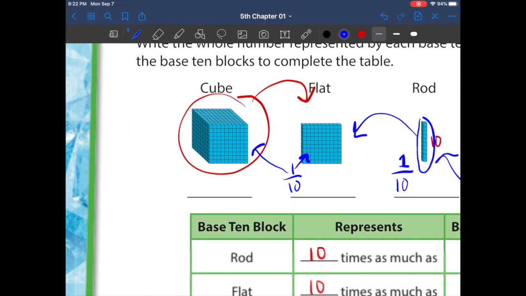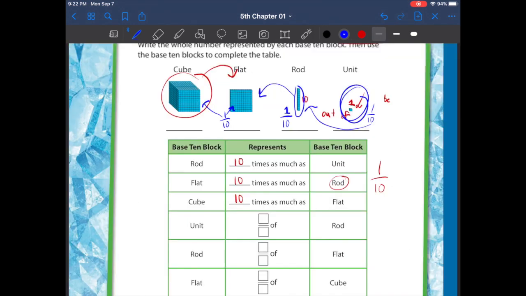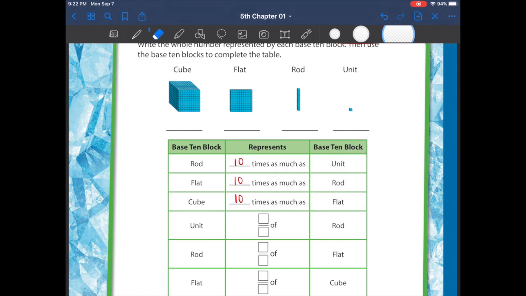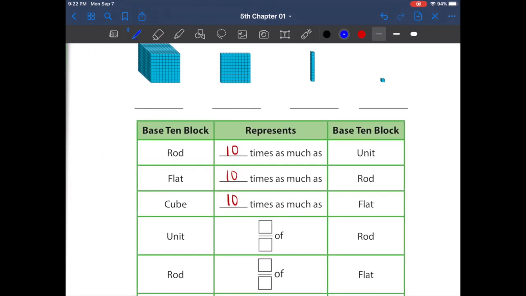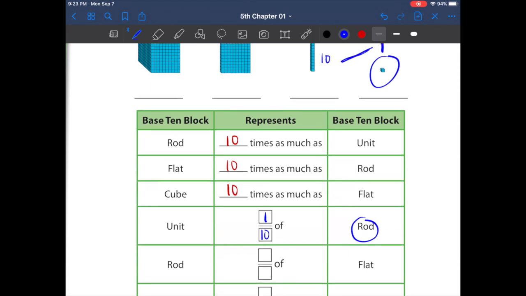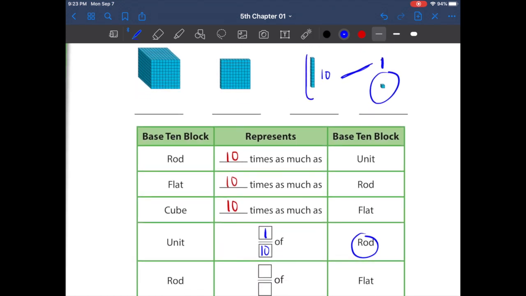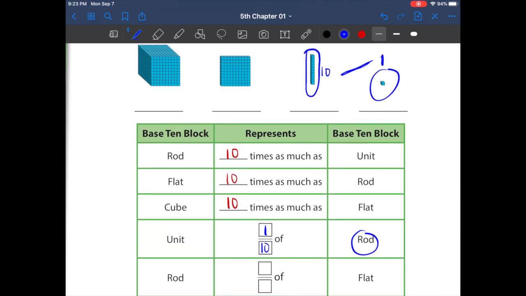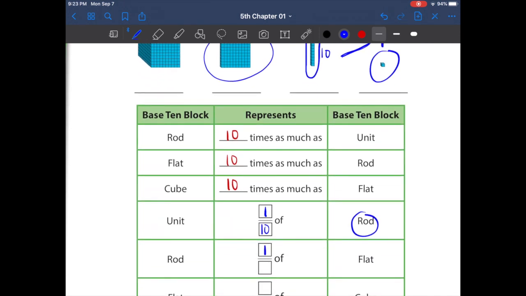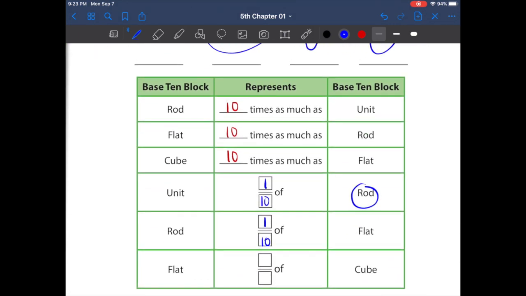Okay, so let's take a look. Let me erase all this so this can make sense. So let's see. A unit. We're looking at a unit. A unit is 1/10 of a rod, right? Because there's one of these and then there's 10 of these. So that's 1/10, okay? Now we're talking about a rod, right? We're talking about the whole thing, not just the little cubes anymore. We're talking about the whole rod. So there's one rod out of how many inside of that flat? Well, 1/10 of a flat. A rod is 1/10 of a flat.